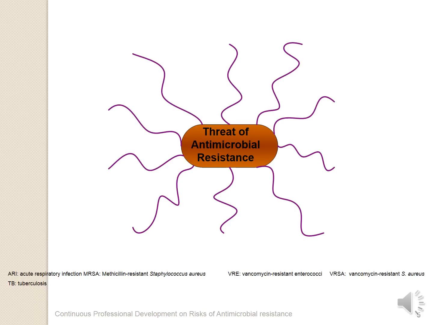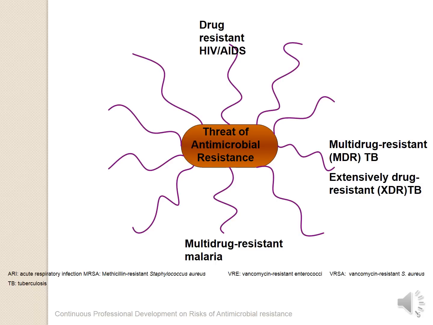AMR is a public health concern. This has been shown by the emergence of multi-drug resistant TB, multi-drug resistant malaria, and drug resistant HIV and AIDS. And the threat of antimicrobial resistance is not just focused on bacterial infections, but we can see viral infections and parasitic infections are also implicated in this.